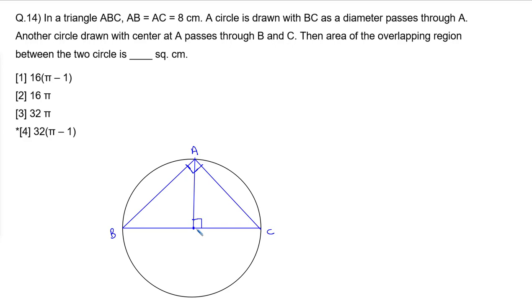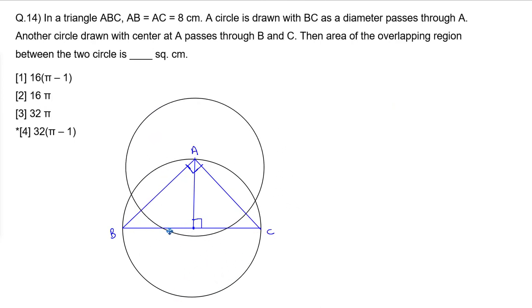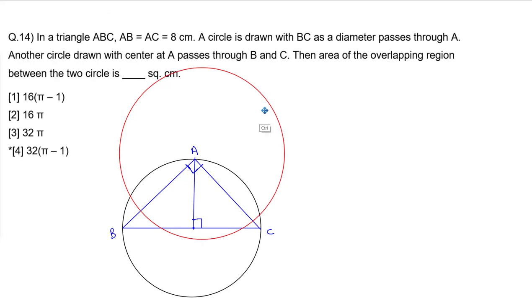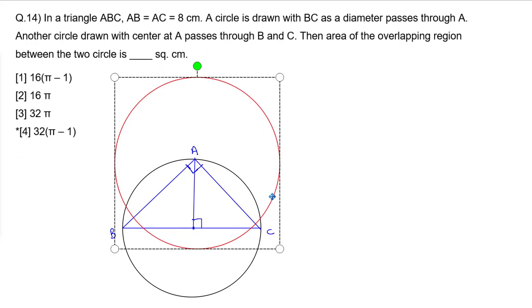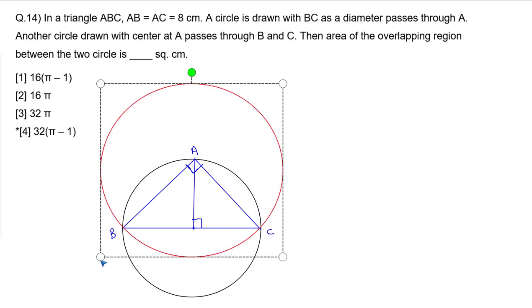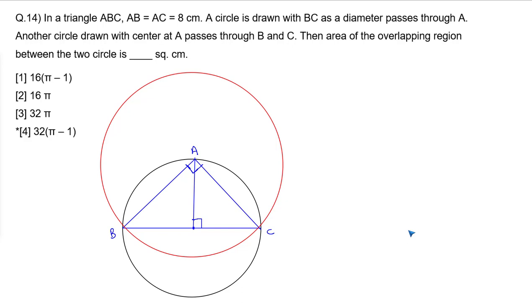After that, another circle is drawn with center of circle at A passing through B, C. We need to draw another circle such that it passes through B, C and the center is at A. So that circle will look like this. Okay. And the question is, what is the area of the overlapping region?